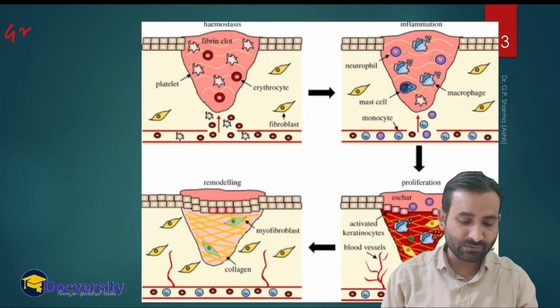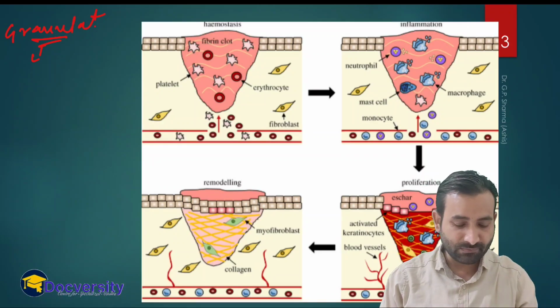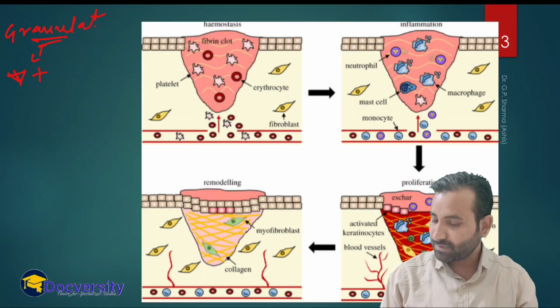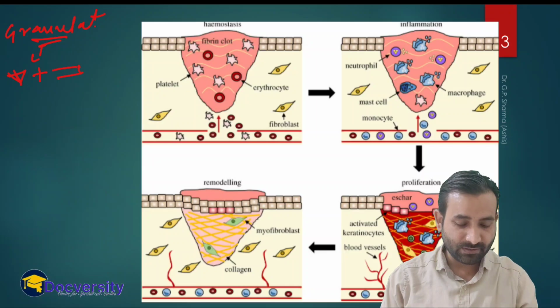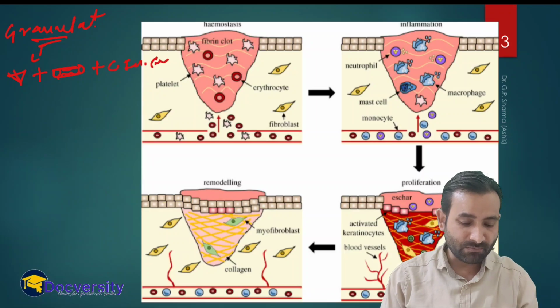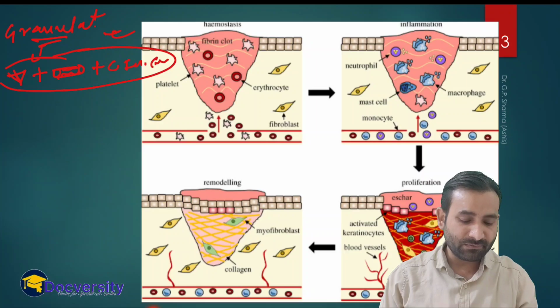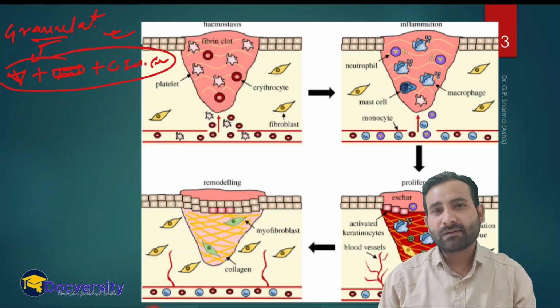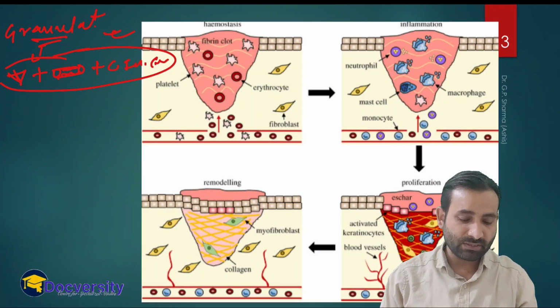So what is granulation tissue during the wound proliferation? Granulation tissue means during the wound healing, we will have the fibroblast, plus the newly formed blood vessels, plus the chronic inflammatory cells. Combined, these three things are called the granulation tissue. You have the fibroblast, newly formed blood vessels, and the chronic inflammatory cells. These three factors are called the granulation tissue. Remember, this is a question in the exam.